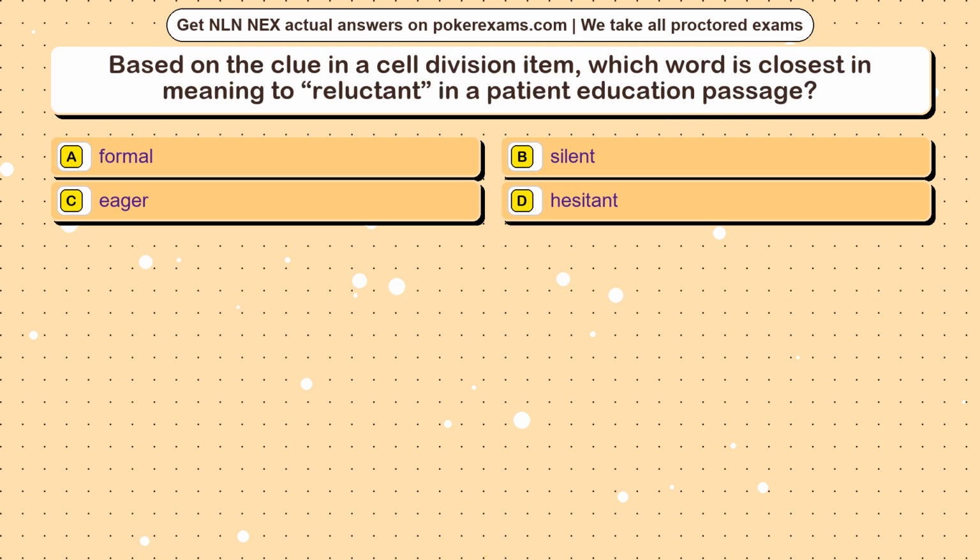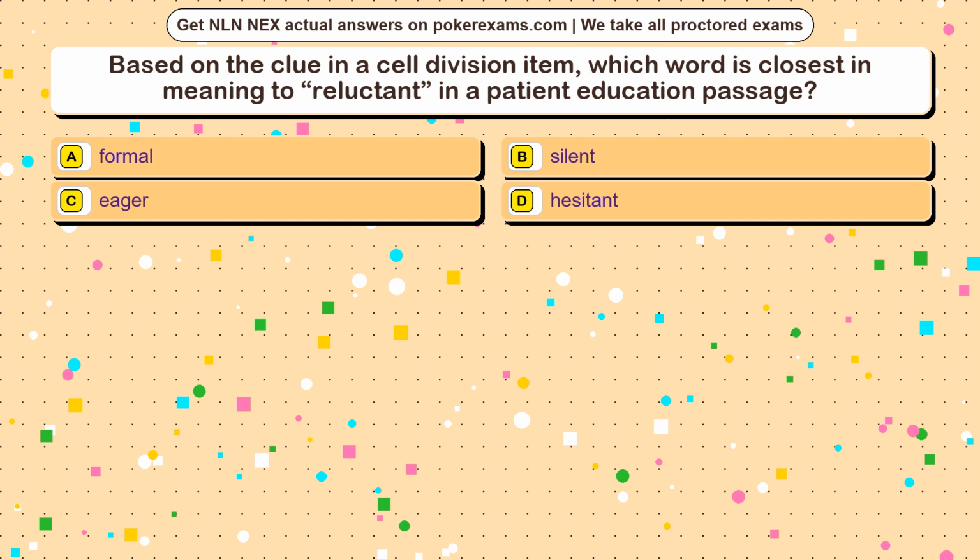Question 17. Based on the clue in a cell division item, which word is closest in meaning to reluctant in a patient education passage? Option A, formal. Option B, silent. Option C, eager. Option D, hesitant.